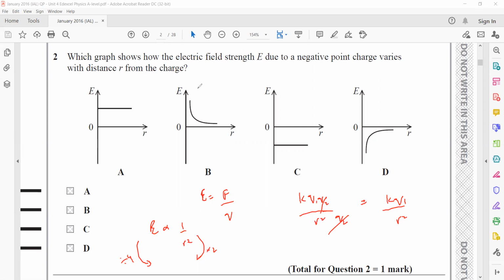So it is an inverse relation quantity, so either B or D will be the answer. But as they specified, it's a negative point charge. So a negative point charge will have a negative electric field because it's a vector quantity, and positive. So this one is representing a positive point charge, and this one is representing a negative point charge, and both show a relation that E is inversely proportional to 1 over R square. That's why D is the right answer.